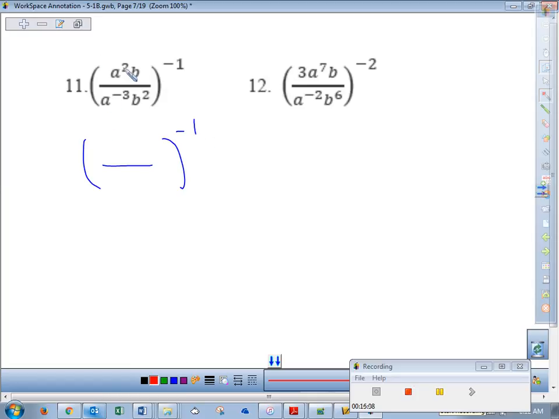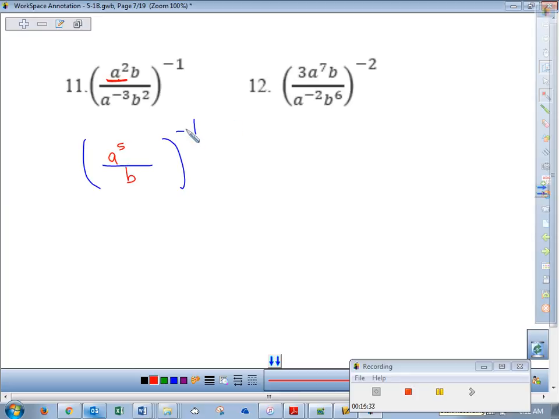Coefficients, there are none. A's up, he's cool where he's at. This has a negative exponent on it. He should change houses. So how many a's will I have upstairs? A to the 5th. B's, no negative exponents. More b's down, 1 more b down. Correct? So that's just cleaning up the inside.